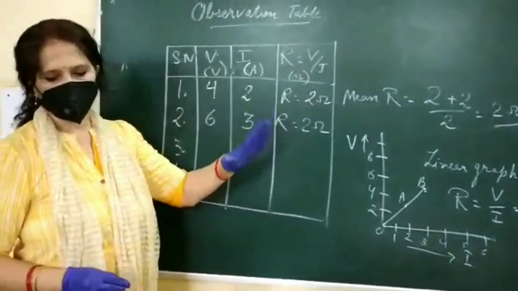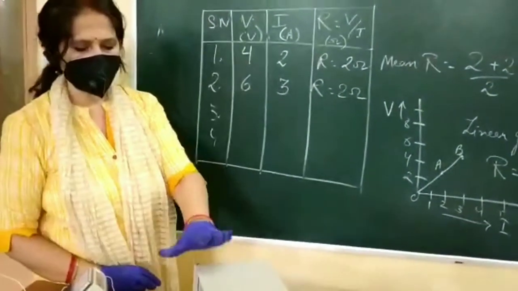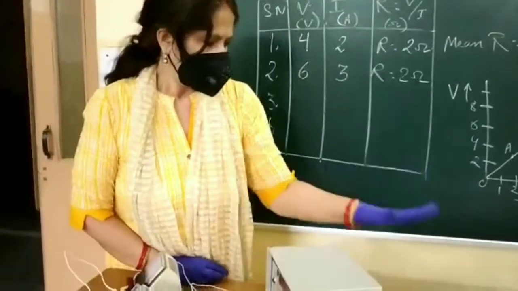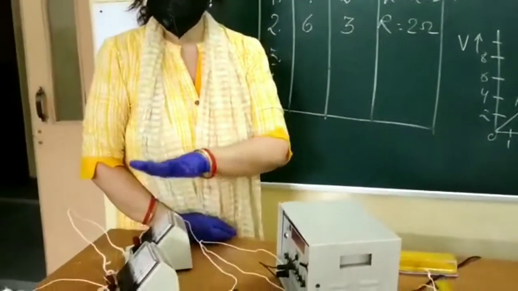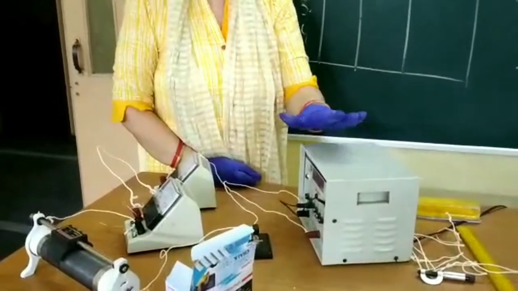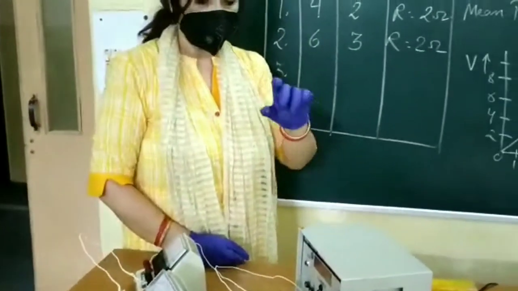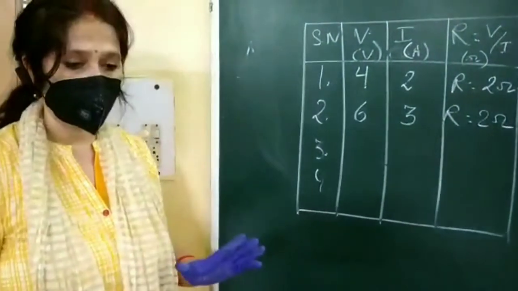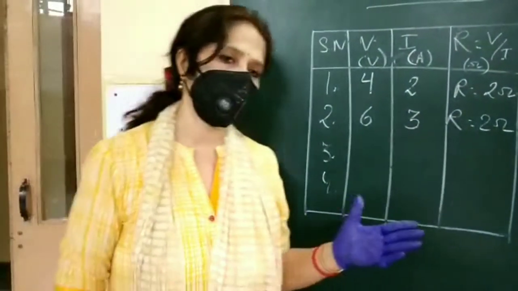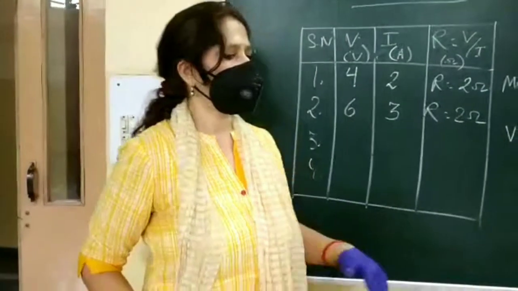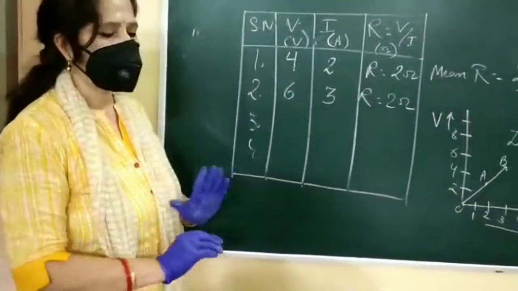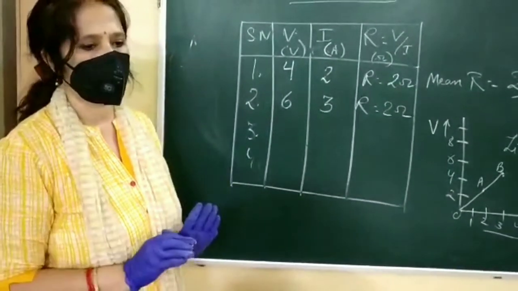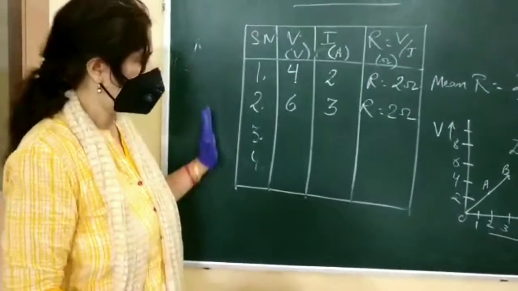Now, what are the precautions I told you? Every time, whenever one set of reading is over, we have to break the connections. Next, we should always check the connections. They should be tight, otherwise correct measurement will not come. Otherwise, of course, human error is always there. So by keeping in mind all these precautions and sources of error, we perform this experiment. I hope it must be very clear to you.